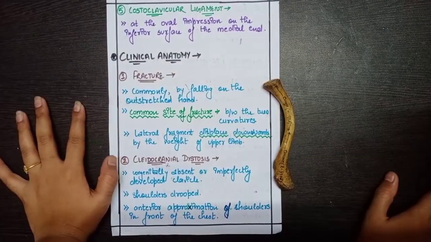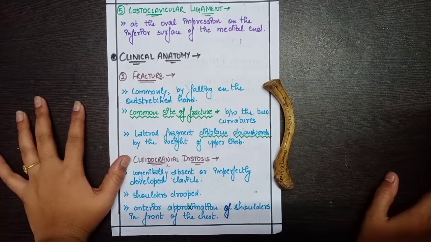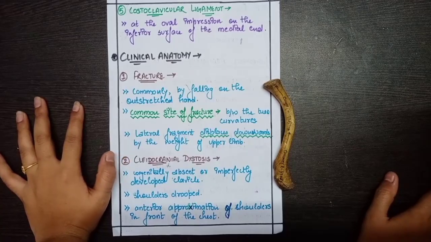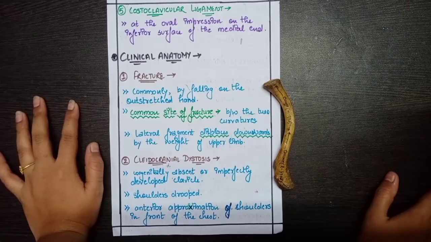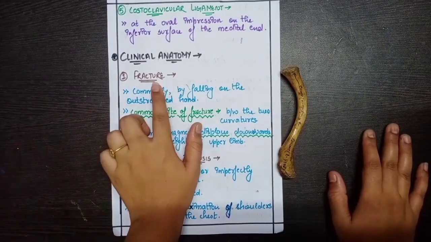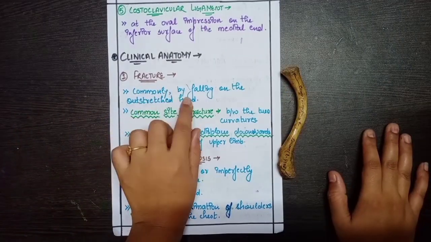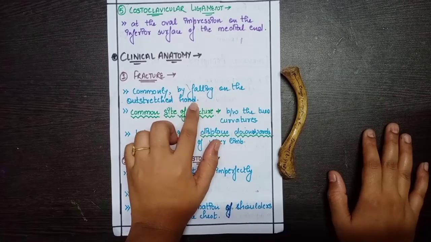Now we will go through the clinical anatomy of the clavicle bone. We have to study two things in this. One is your fracture and then one will be your congenital absence or imperfect development of your clavicle. So the first one is the fracture. Fracture is commonly caused by falling on the outstretched hand.